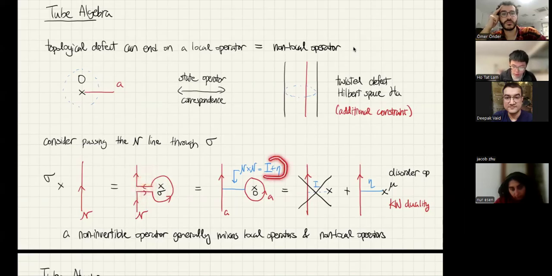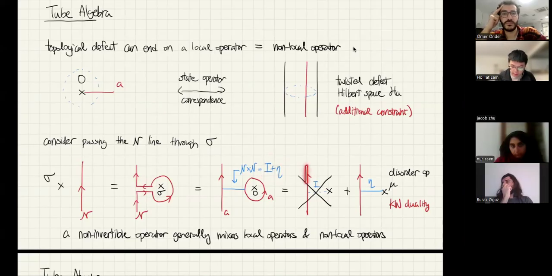And then there are two possibilities that come out. It comes out with identity or eta. So that means there are two possible things we can obtain. One is that we just get an N line with identity attached and another operator. Or we can get an N line with eta attached and another operator. But in the case of identity, it turns out that there are no operators it can end on. So this is not possible, but this is actually possible.